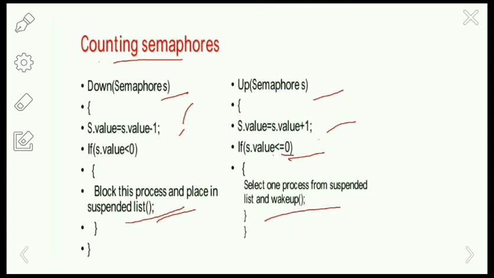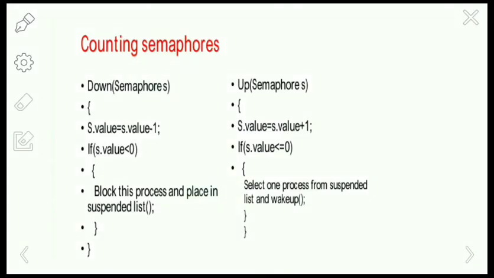Normally the down operation is performed when the process is going to enter the critical section, and up operation is performed when the process is exiting the critical section. Okay, so whenever the process is going to enter the critical section, it has to definitely decrement the semaphore value by 1 and enter the critical section. And after executing the critical section, the process has to use the up operation and increment the value by 1. So it is used at the entrance of the critical section and exit of the critical section.